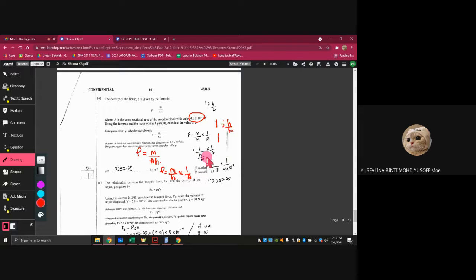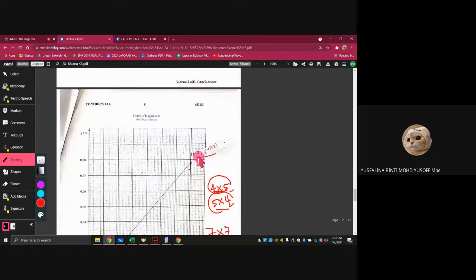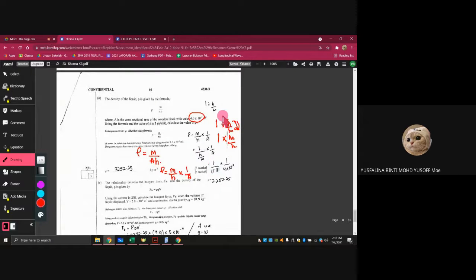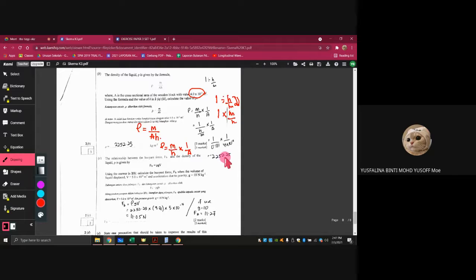If I change the division to multiplication, this one also you have to inverse it, so it should be m over h. That's why I put 1 divided by 0.11. H over m is actually the value of the gradient because your gradient is also h over m. So you just replace h over m with the value of the gradient, that is 0.11, and the A is already given here. Then you use your calculator, you can get the answer 2252.25. The unit is already given, no need to write it anymore.